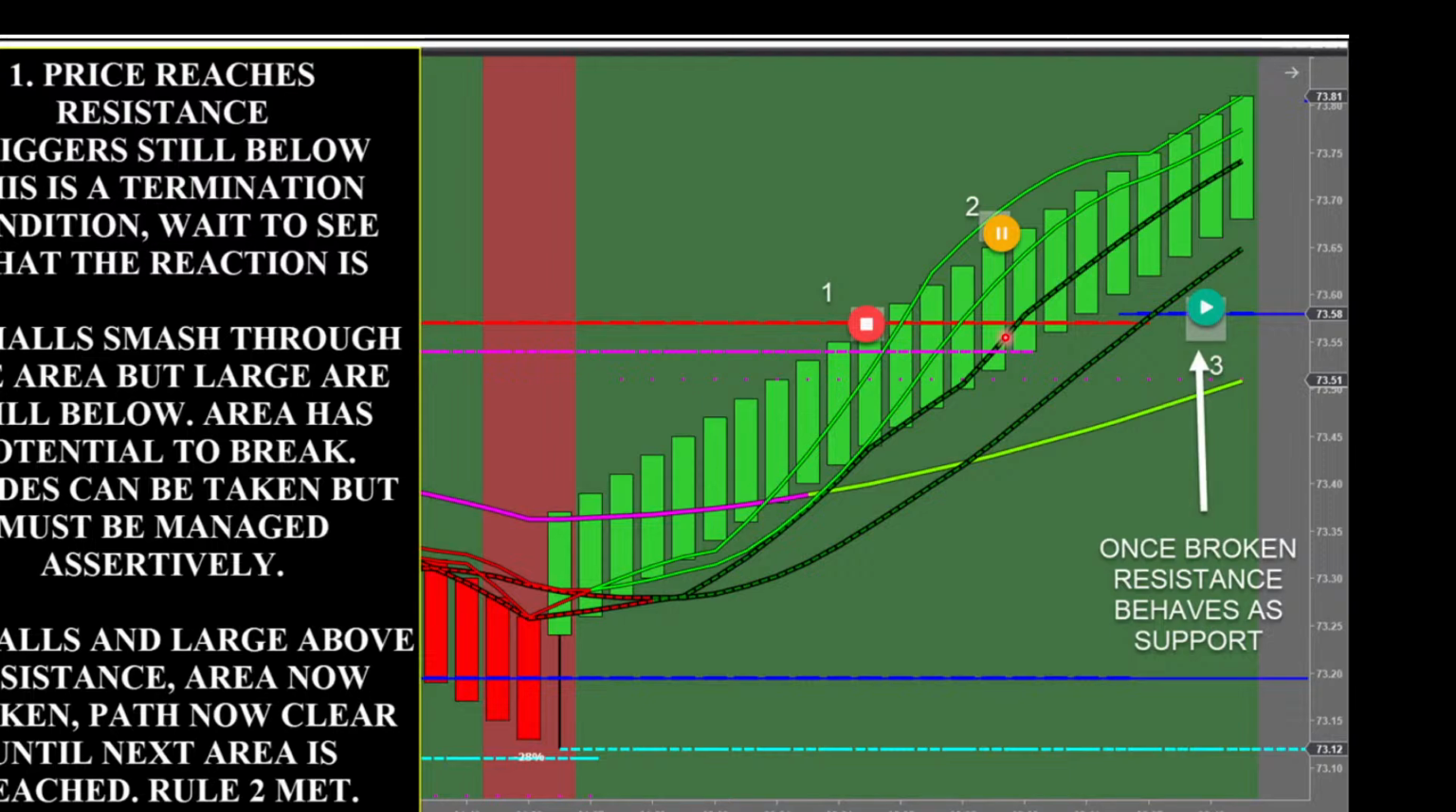Which means that if you take a trade and there's a lot of opportunity on these potentials to break, you have to manage a little more assertively because it's not a clear path. Once both triggers of the small and both triggers of the large get through resistance, now resistance is broken. Now your path is clear, and it remains clear until you reach the next area, at which point the process starts over.